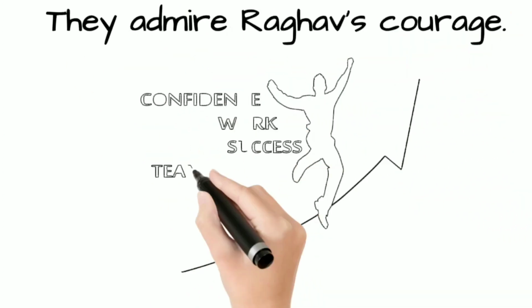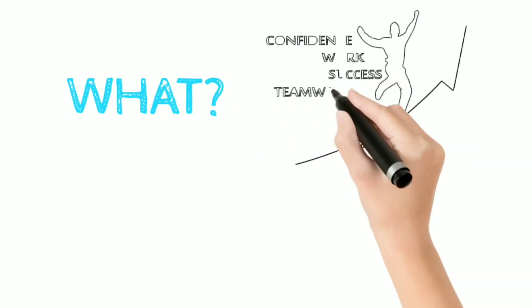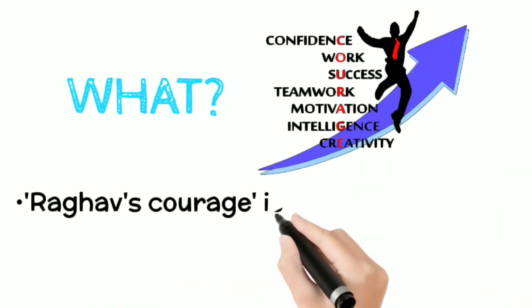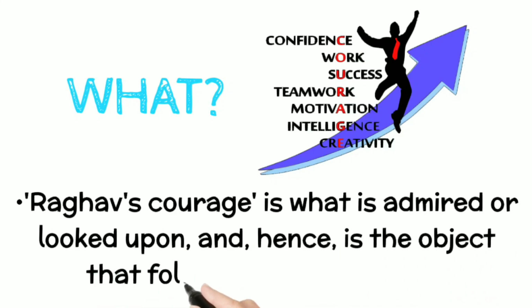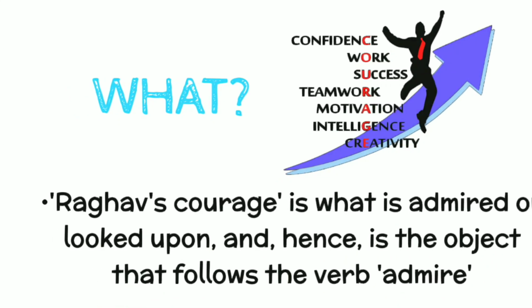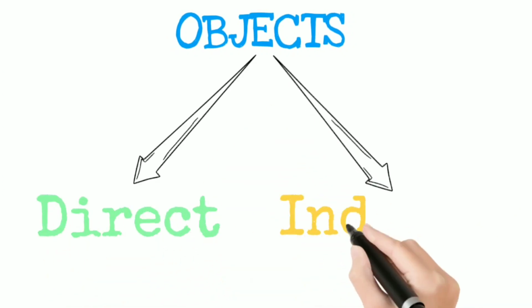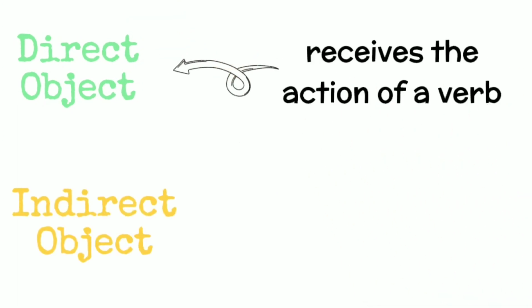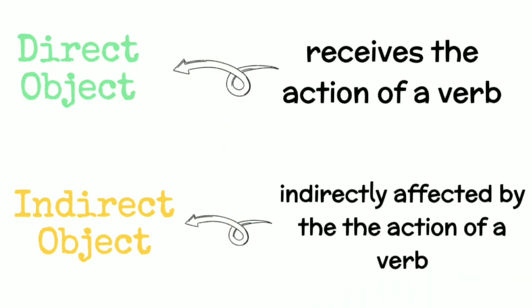They admire Raghav's courage. What do they admire? Raghav's courage. Here, Raghav's courage is what is admired or looked upon, and hence is the object that follows the verb admire. Objects can be direct or indirect. A direct object receives the action of the verb. An indirect object is indirectly affected by the action of a verb.